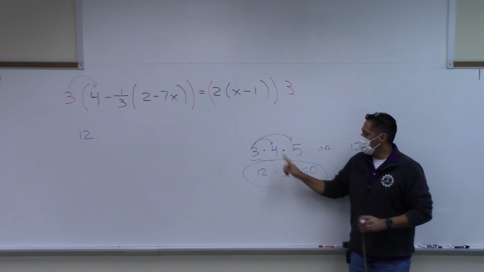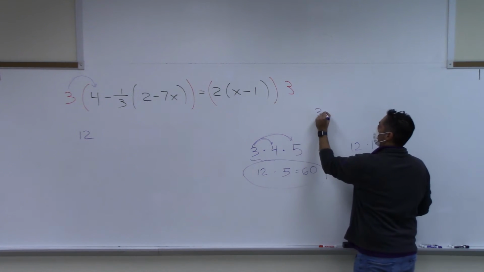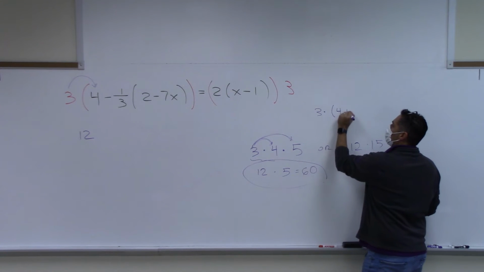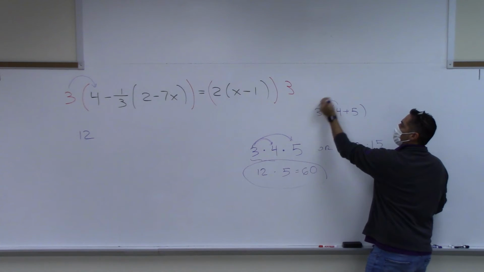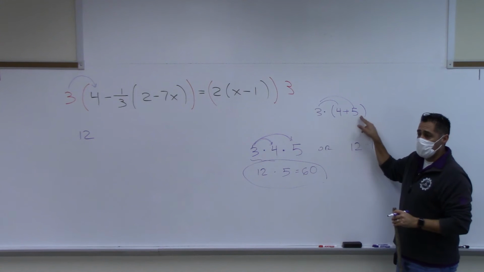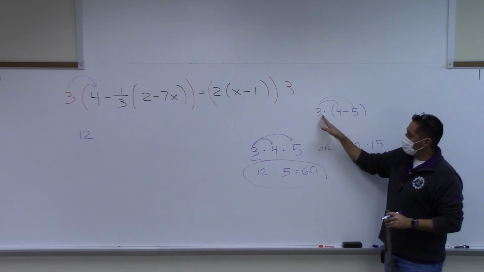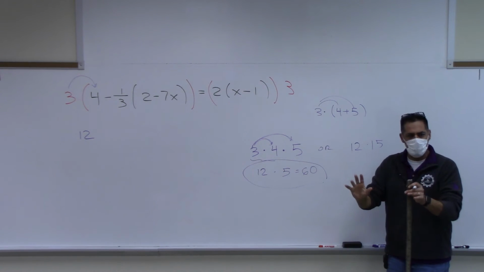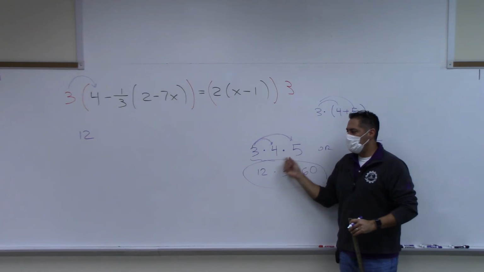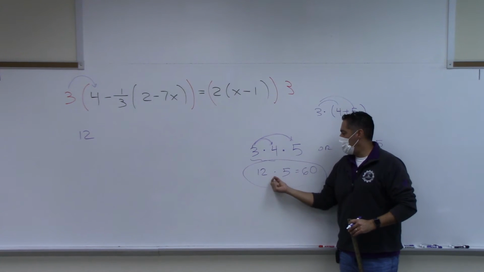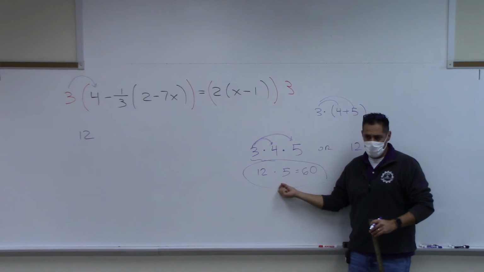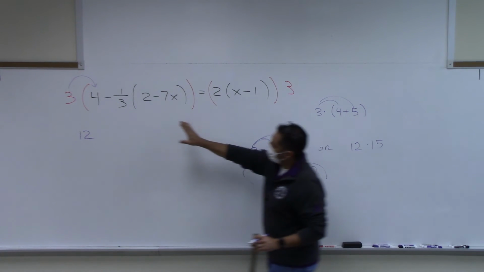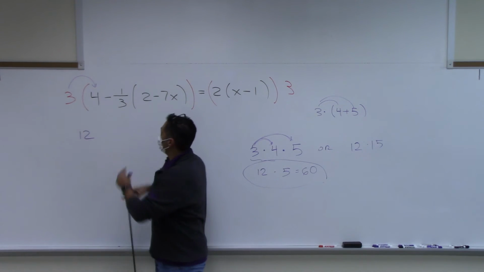You only distribute if this is like 3 times, and then if we had 4 plus 5, then you could distribute the 3 through to both. That's called distribution over addition. But what you need to know is 3 things multiplied together, first 2 together, and then whatever that answer is times the third thing.